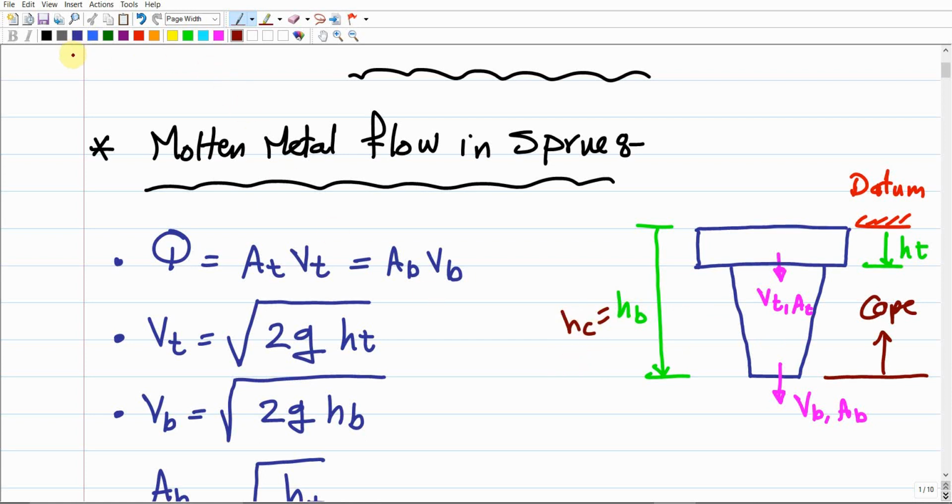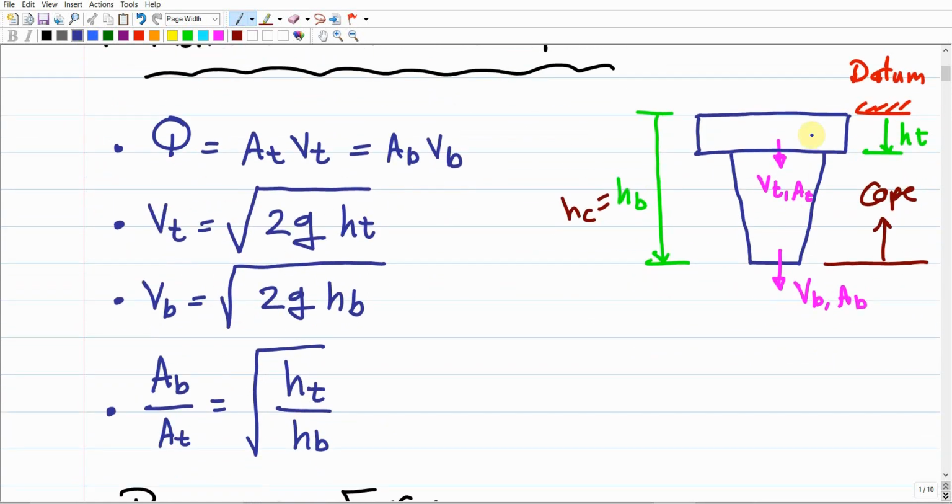So there are some fundamental equations here that govern the flow of the molten metal inside the down sprue. The flow should be laminar with no turbulent flow, to avoid trapping air and bringing air inside the mold cavity. We said that Q, the volume flow rate of the molten metal inside the down sprue, should be equal to the area times the velocity. This is what we know from fluid mechanics: the area at the top times the velocity at the top equals the area at the bottom times the velocity at the bottom of the down sprue.